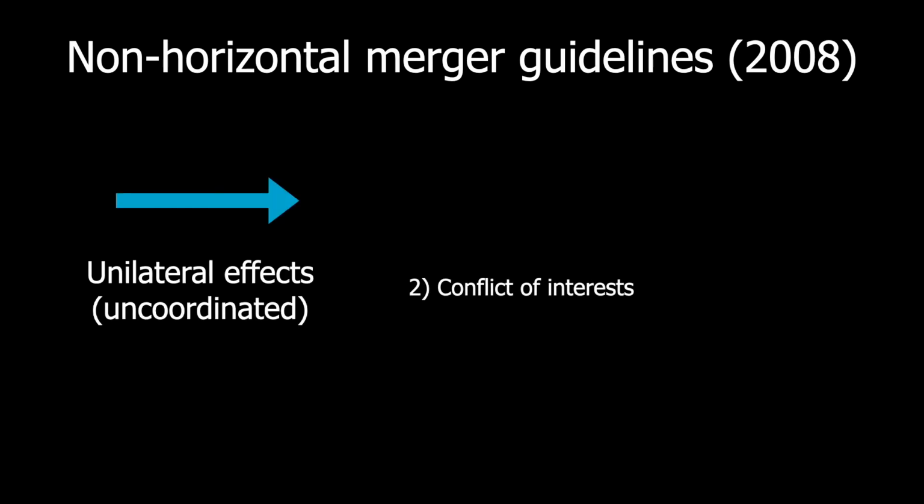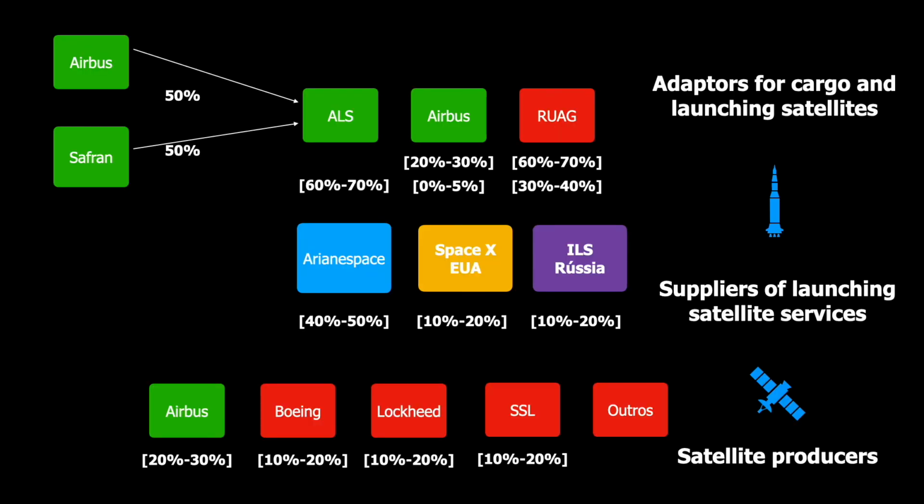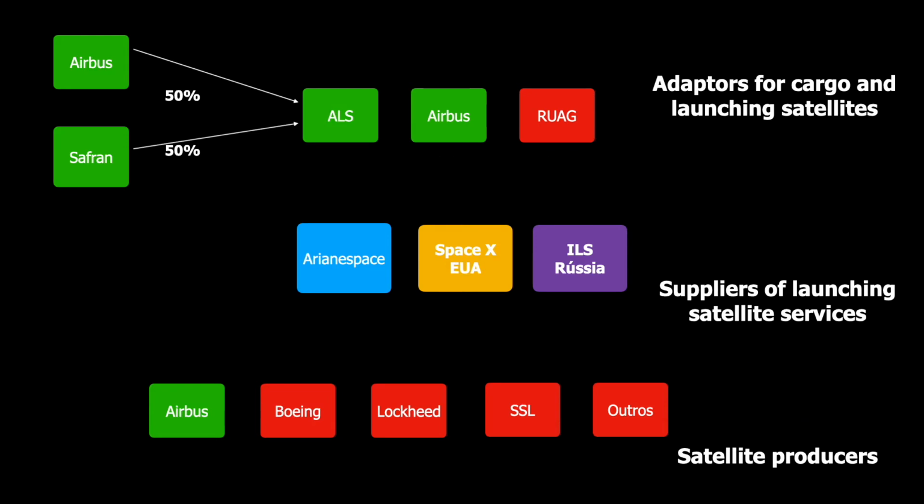Then we have the risk of a conflict of interests. In this video, we're going to look at an adapted real case. When a firm partly controlled by Airbus acquired control of Arianespace, the Commission identified the risk of conflict of interests. Arianespace is a supplier of satellite launching services. It uses cargo and satellite launch adapters provided by Airbus, and its purchasing entity ALS. On the other side of the market, Airbus is one of the leading satellite producers.